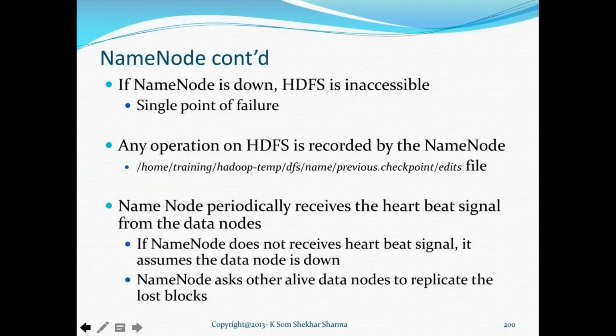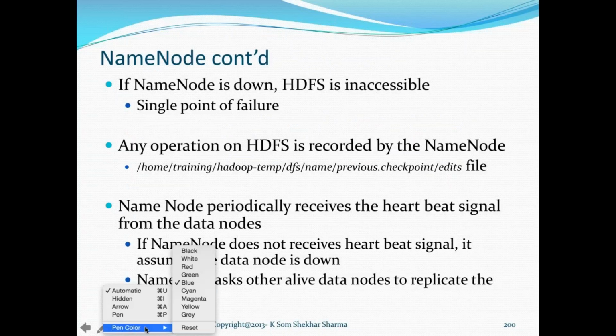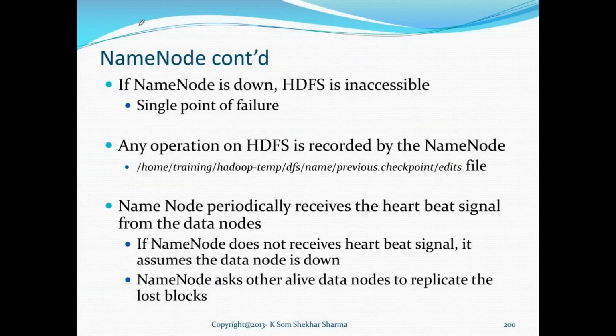Now coming back, how does the name node handle the data node failures? How does name node handle the failures? Or in other words, how does name node come to know about data node failures?